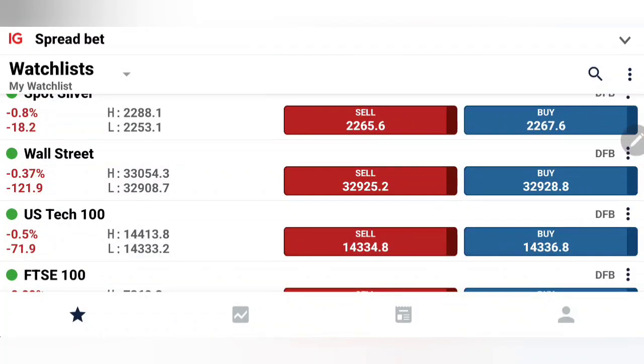NASDAQ 100 and Dow Jones traded with a slight bearish bias today. We can see US100 eroding the gains, and now it has come to 14,330 levels, and likewise US30 has seen 32,900. Now what to expect with the US session from NASDAQ 100 and Dow Jones? Which position should you take in order to profit? We will see with the help of charts and indicators.